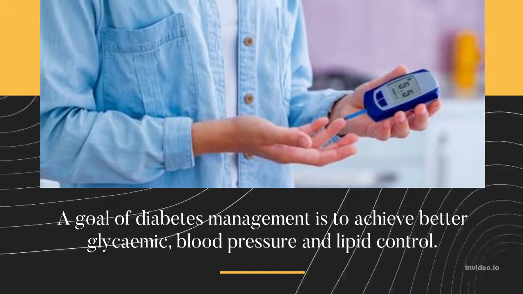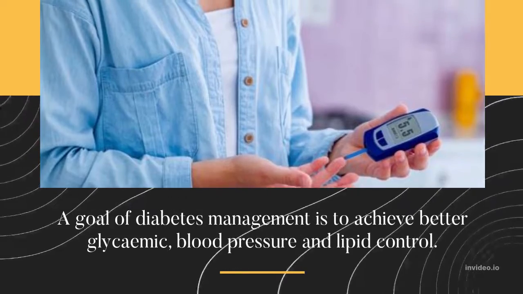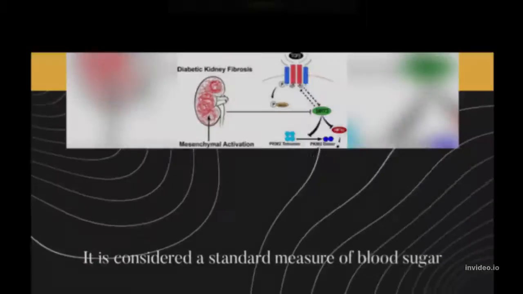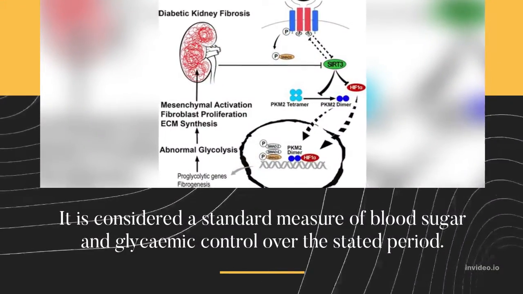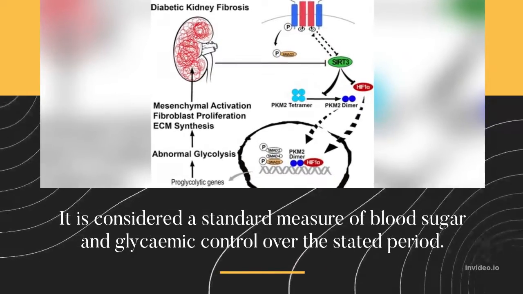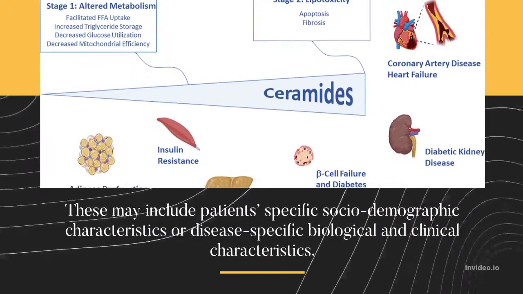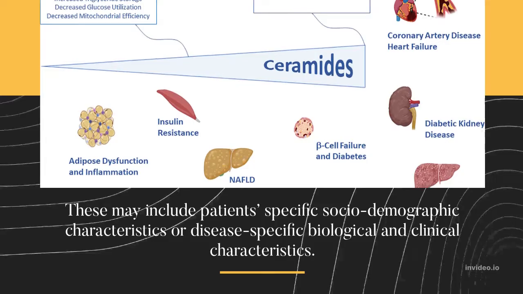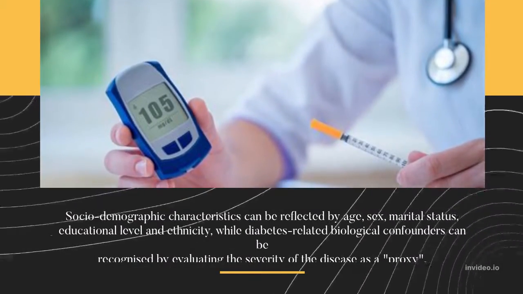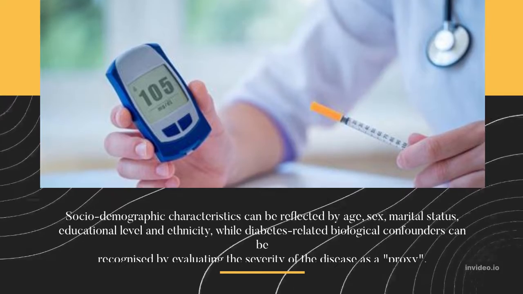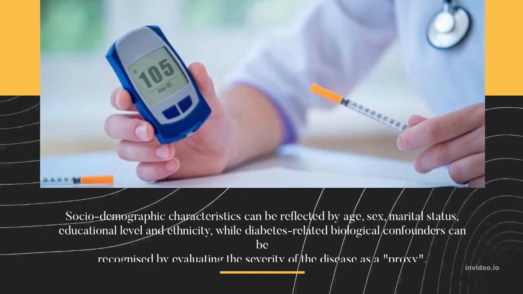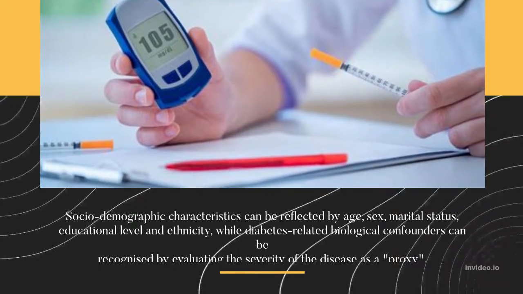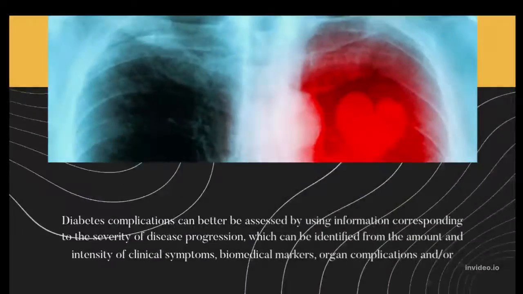A goal of diabetes management is to achieve better glycemic, blood pressure and lipid control. Glycemia is usually measured by A1C levels. It is considered a standard measure of blood sugar and glycemic control over the stated period. These may include patient-specific socio-demographic characteristics or disease-specific biological and clinical characteristics. Socio-demographic characteristics can be reflected by age, sex, marital status, educational level and ethnicity, while diabetes-related biological confounders can be recognized by evaluating the severity of the disease as a proxy.